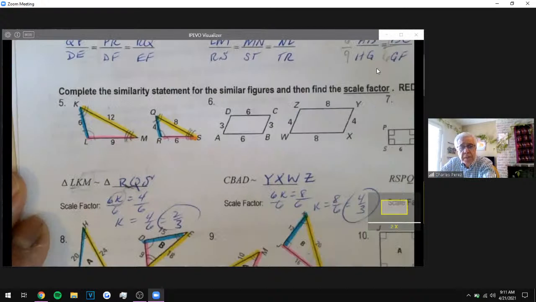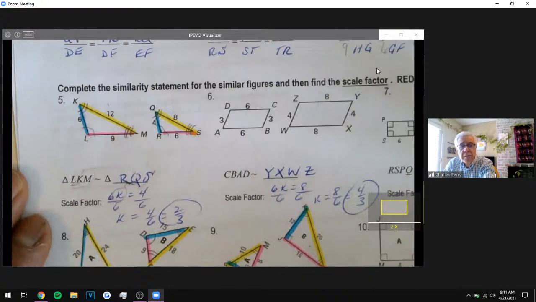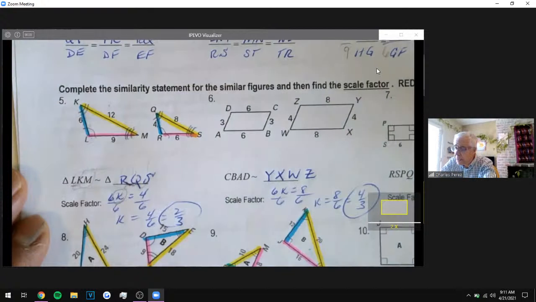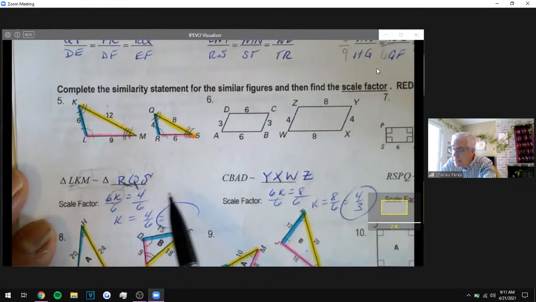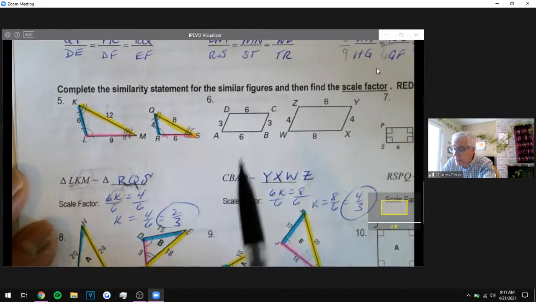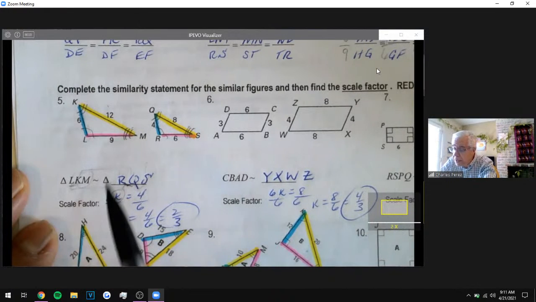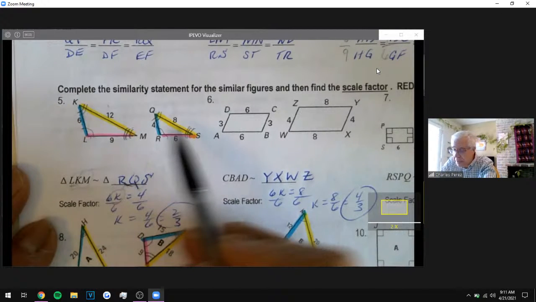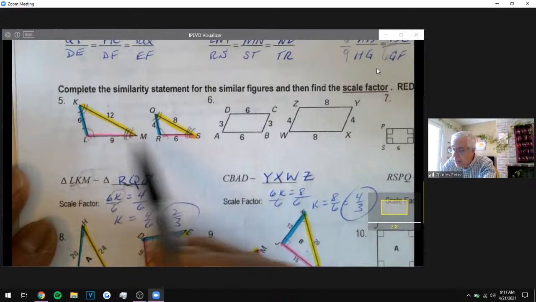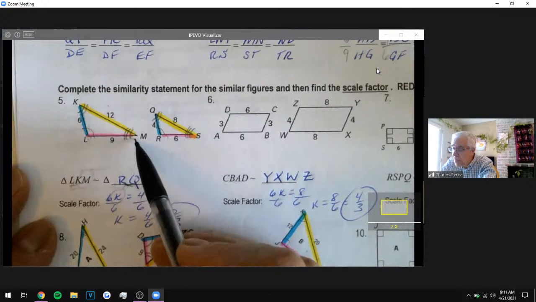You guys should be pretty good at finding scale factors, right? We need to complete the similarity statement. So we're going to complete the similarity statement and then find the scale factor. To do this, the order is super important, right? These are oriented the same, so it's easy to find. L corresponds to R, K corresponds to Q, M corresponds to S.